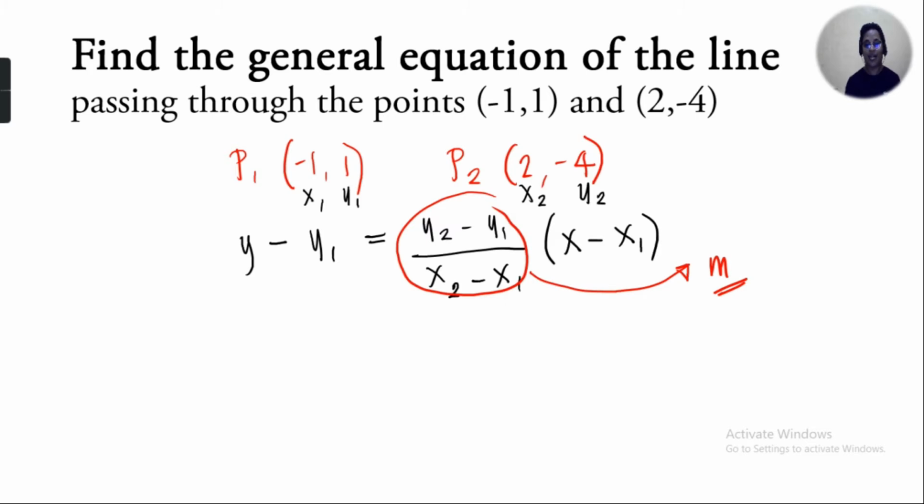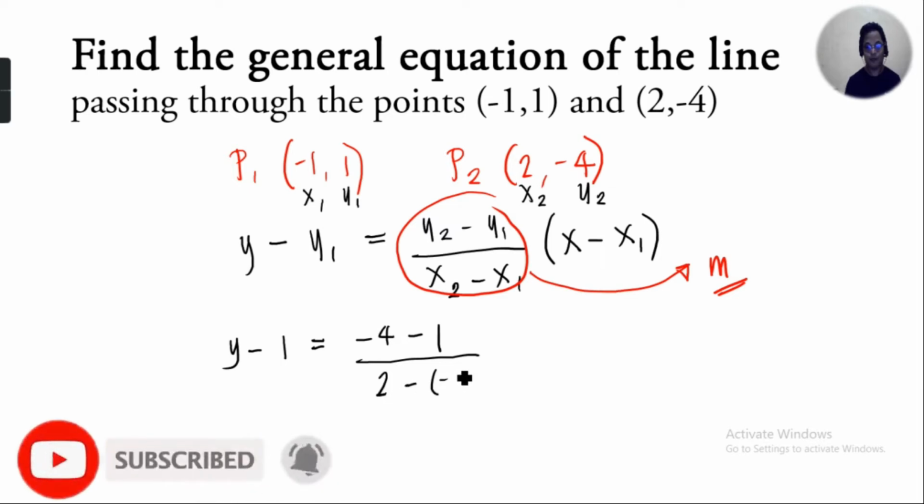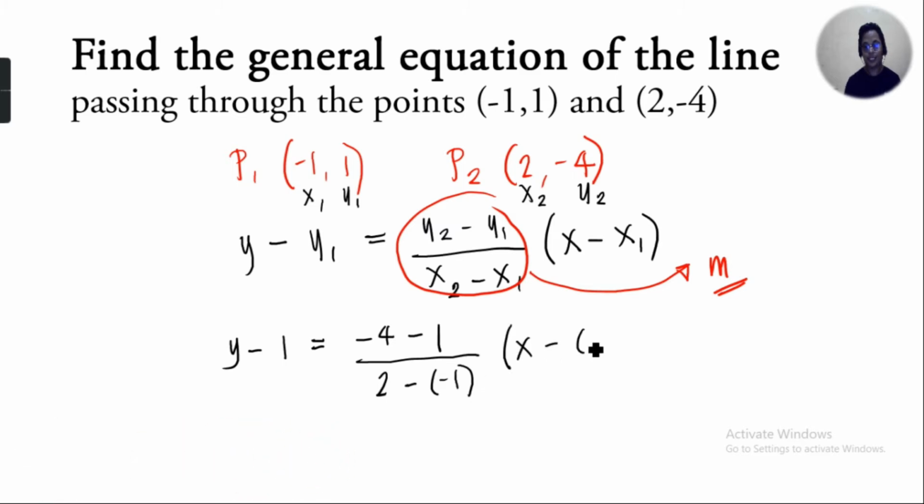Substitute natin yung ating mga values ng x and y coordinates dito sa ating equation to determine the equation of this line. So, magiging y, our y sub 1 is 1, y sub 2 is negative 4, minus y sub 1 which is 1, all over x sub 2 is 2, minus x sub 1, which is negative 1, times the quantity of x minus x sub 1, which is equal to negative 1.